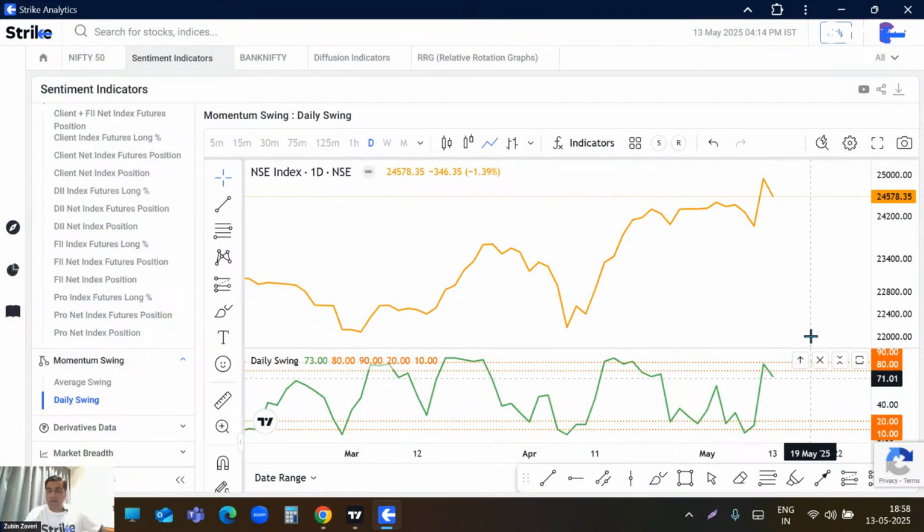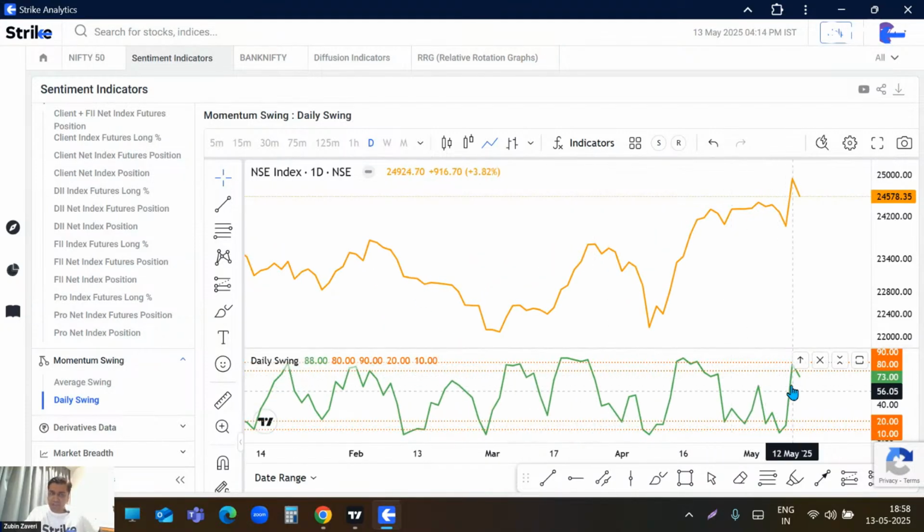So we just saw RMI. What does the daily swing indicator tell you? Right now the reading is 73. This tells you that 73% of the stocks in the market, their respective RMI is in a rising mode. Did you understand? 73% of stocks have RMI in a rising mode. This is what it tells you.